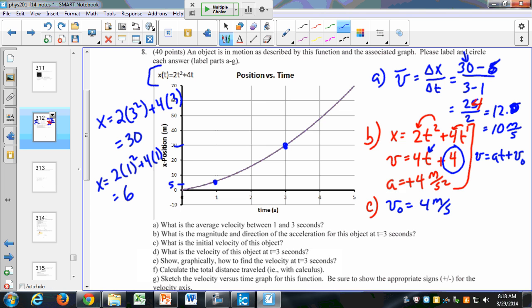What is the velocity of this object at t equal 3 seconds? And everybody says, what?